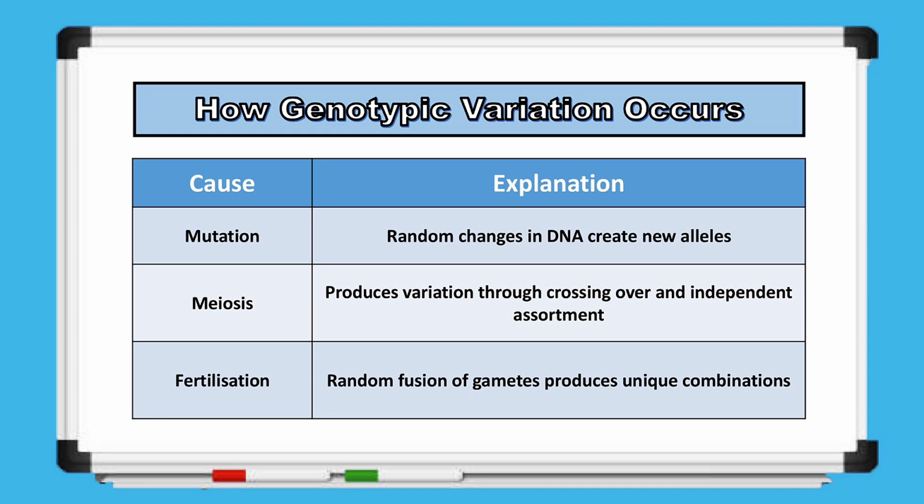The first cause is mutation. Mutation refers to random changes in the DNA. These changes can create new alleles, which means new forms of genes. This introduces new genetic differences into a population.